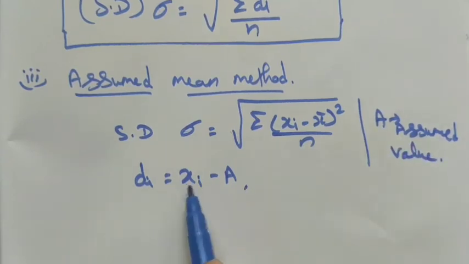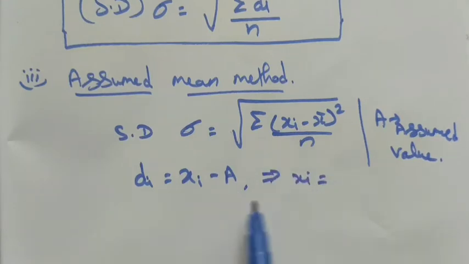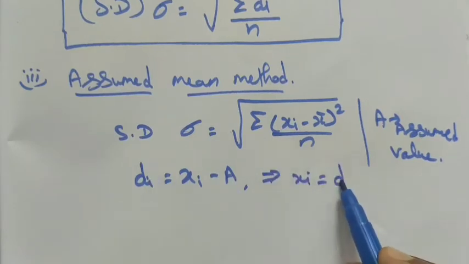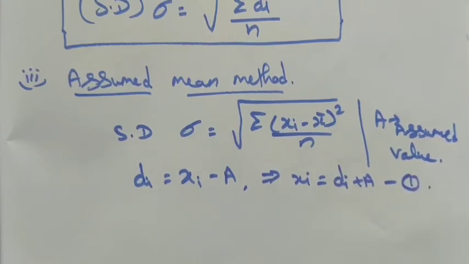This can be written in the form of, that implies xi is equal to, if you take this a to another side, we have di plus a or a plus di, right? Let me take it as equation number 1.